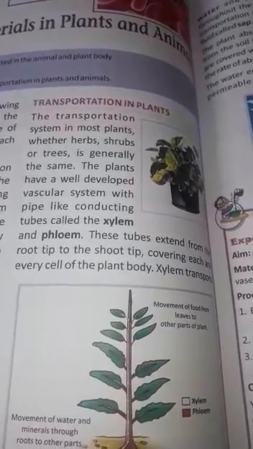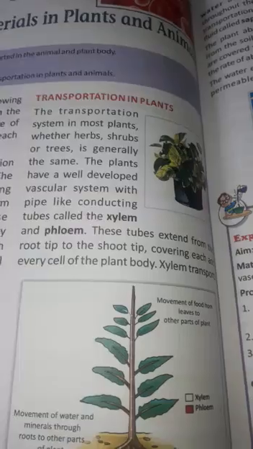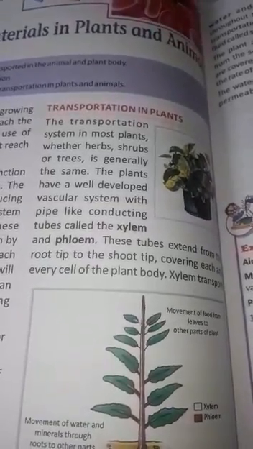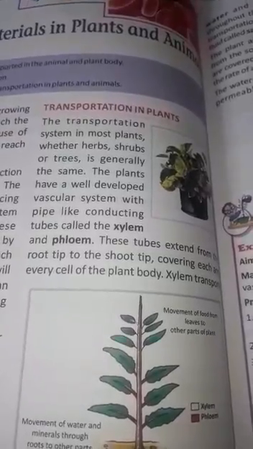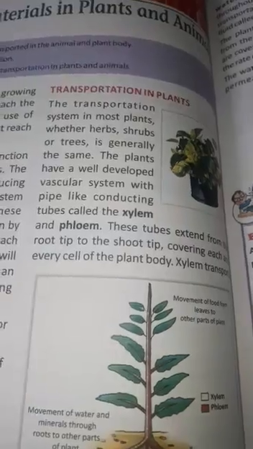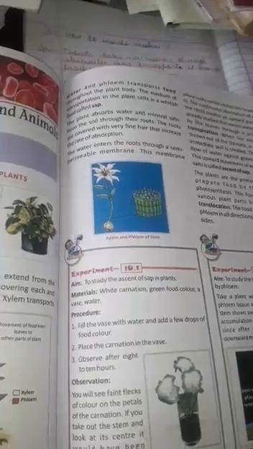Xylem is a special type of tissue that is responsible for conduction of water from the root to the tip of the plant, especially water and minerals, while the phloem is responsible for translocation of organic foods which are synthesized during the process of photosynthesis. The medium through which the transportation takes place is a whitish fluid that is known as sap.